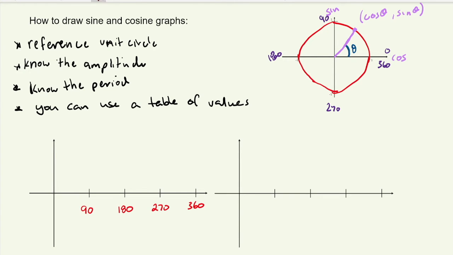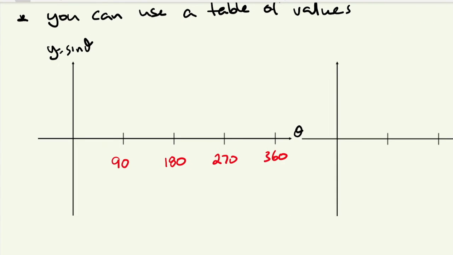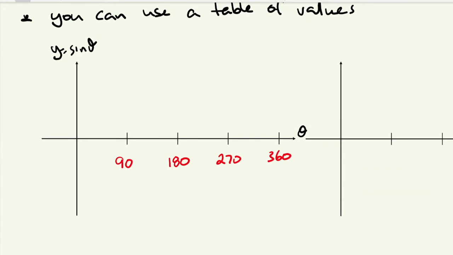The first thing that we're going to need to look at is when theta equals 0. So one of the things I'm just going to add to my little graph here: theta is going to be along the bottom, and then y equals sine of theta. It's going to be a little bit confusing at first because this is a brand new idea. So let's have a look at it a little bit closer.